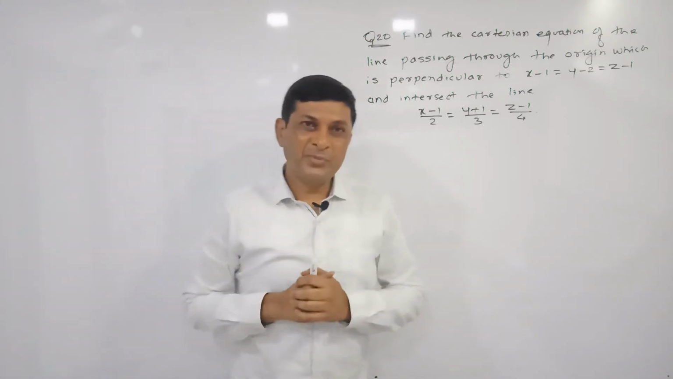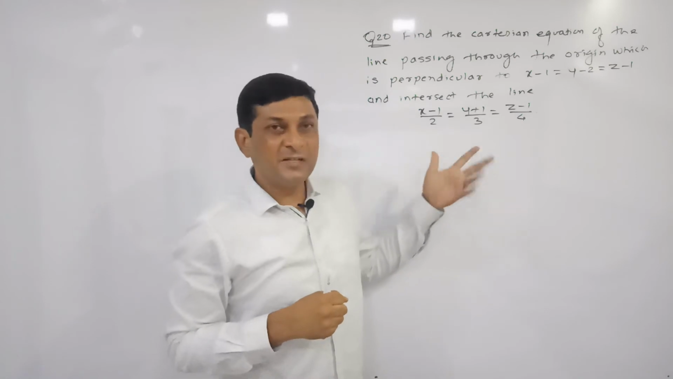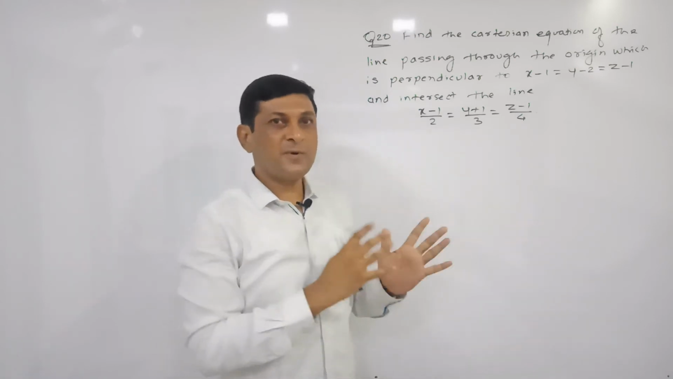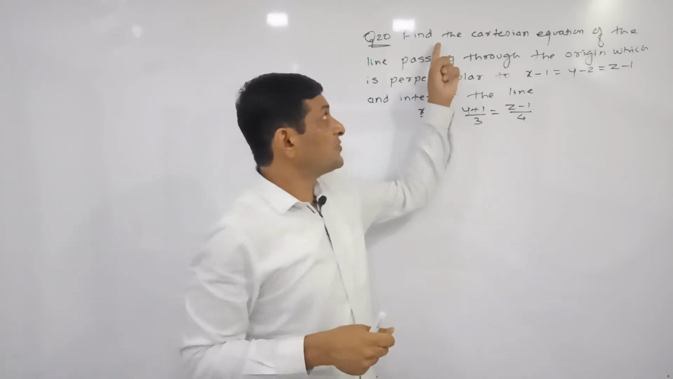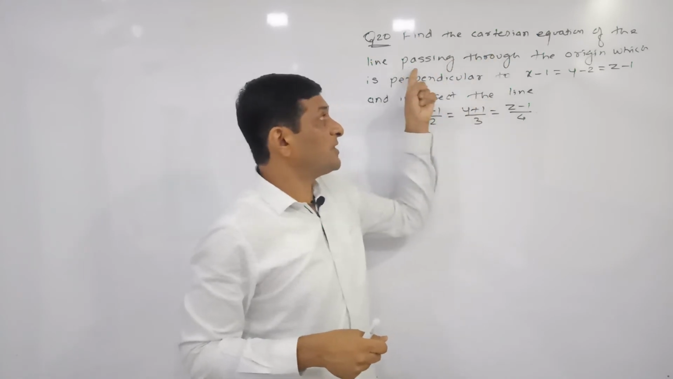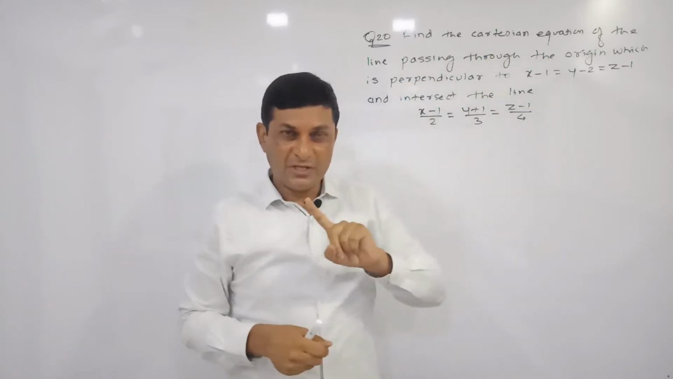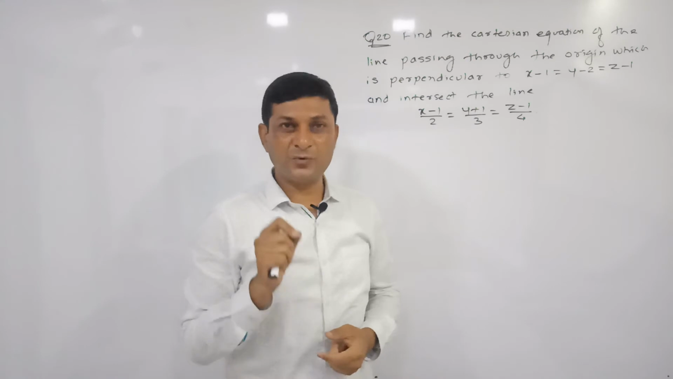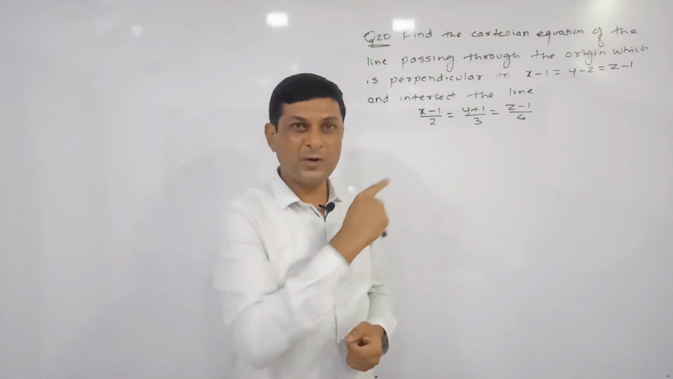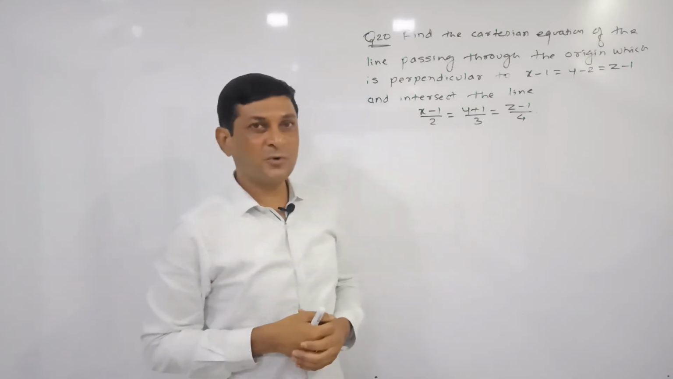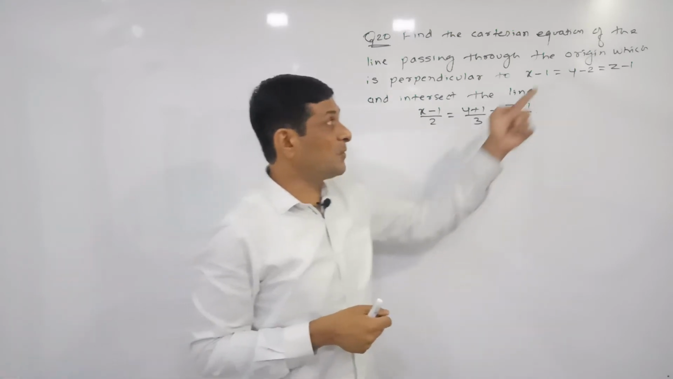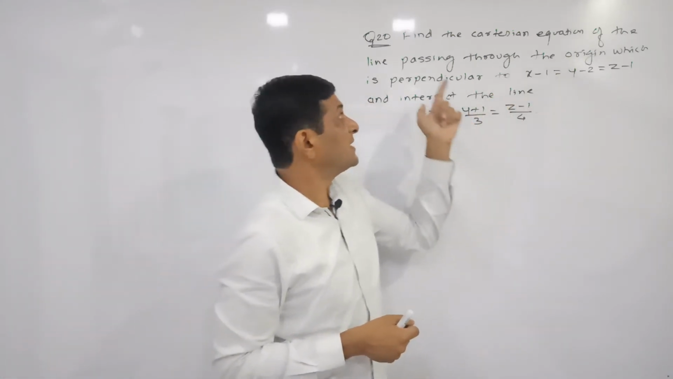Now see example number 20. A little different example is there, so try to understand it very carefully. We have to find the Cartesian equation of a line passing through the origin. That means one point on the line is given to us. What is the given point? Origin. And what are the coordinates of the origin? 0, 0, 0.